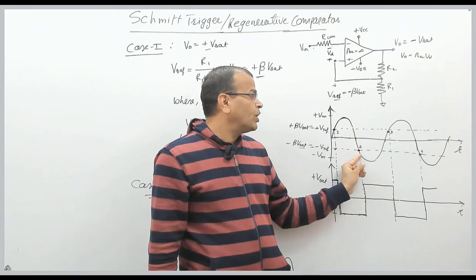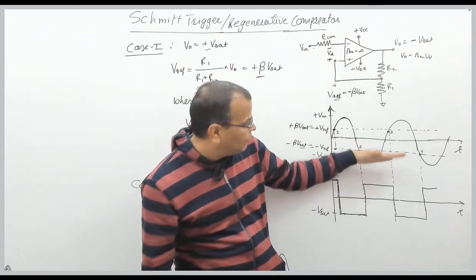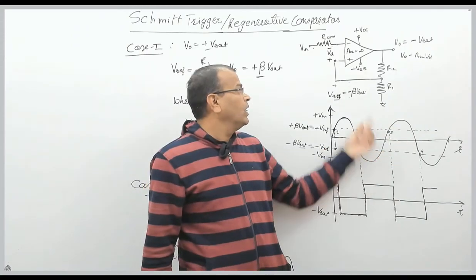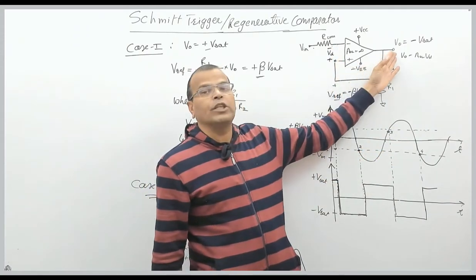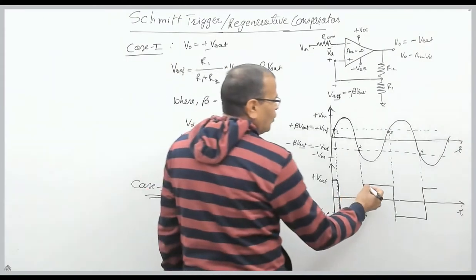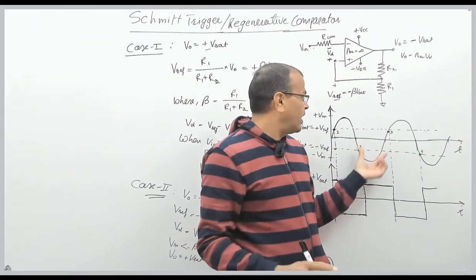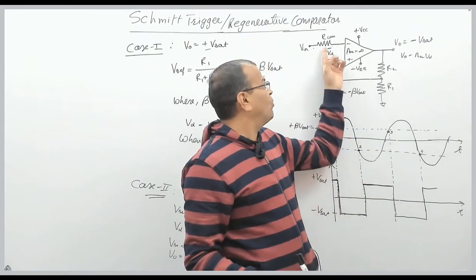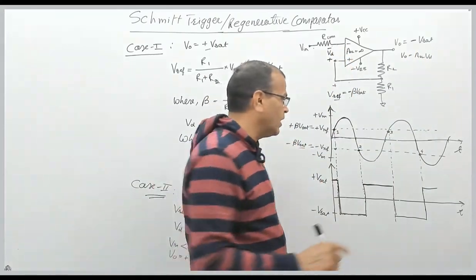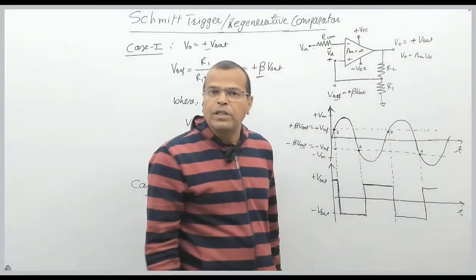My input voltage is becoming more negative than this, or we can say input voltage is becoming less. If you compare the level, it is considered to be less, above this is considered to be more. So input voltage is becoming less, so output will change to positive value. So the output changes to plus Vset. More negative value is considered to be less mathematically. So input becomes less than this, means overall differential voltage becomes positive and output changes to plus Vset. So from this instant onward, my output has changed to plus Vset.